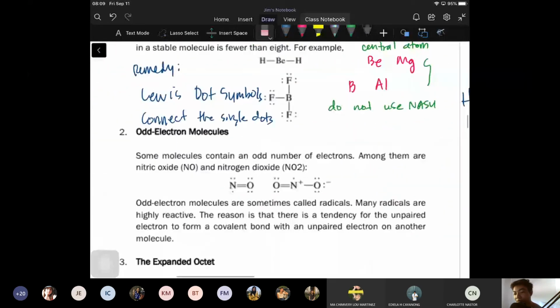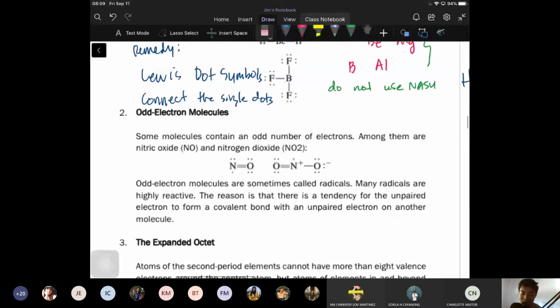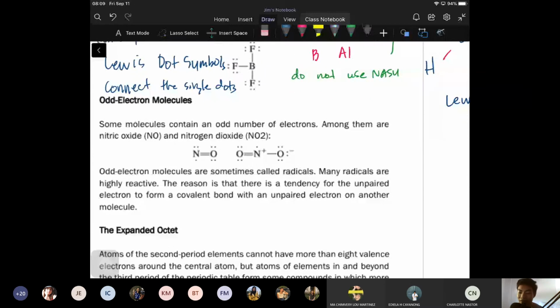Okay. So, we're done with the first violation. Let's proceed with the next violation. The odd electron molecules. Ito yung sinasabi ko na, paano kapag odd yung available electron sa NASU rule? Now, we can use the NASU rule dito. Pwede ka gumamit ng NASU rule dyan. Ito yung question dito. Sir, paano kapag odd yung available, yung shared electrons? Ano gagawin ko? Dali lang.